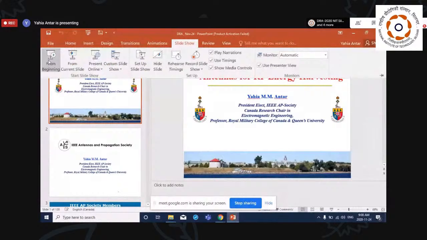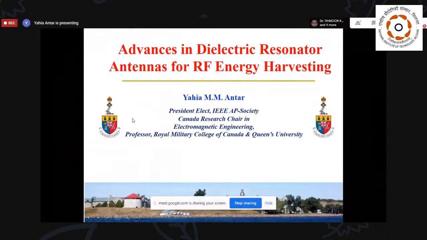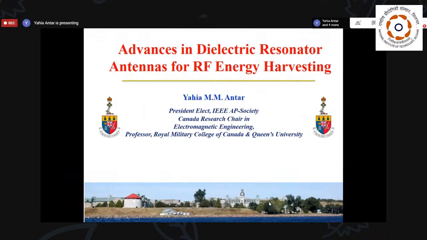Now make it slideshow. Yes, sir. Okay. You see my screen now? Yes, we can see. Sir, on the bottom side, one icon is there. You hide that icon. Not stop. Hide that icon on the bottom side. Yes, hide this one. Okay, now it is okay.